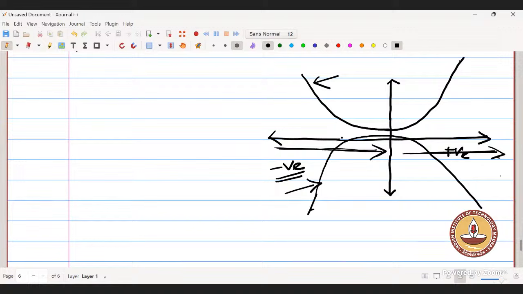Sir, is there any expression or formula for finding increasing or decreasing? No, there is no such formula. For a specific class of functions, you can easily do it. Otherwise, it's not easy.